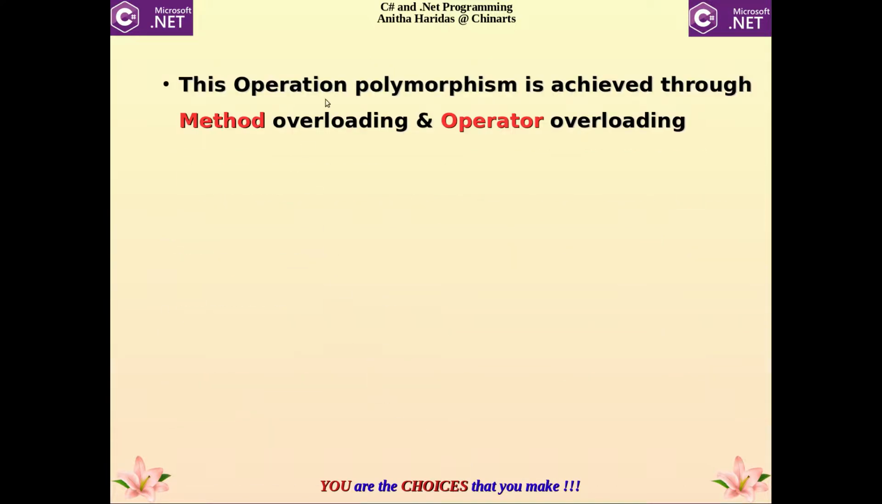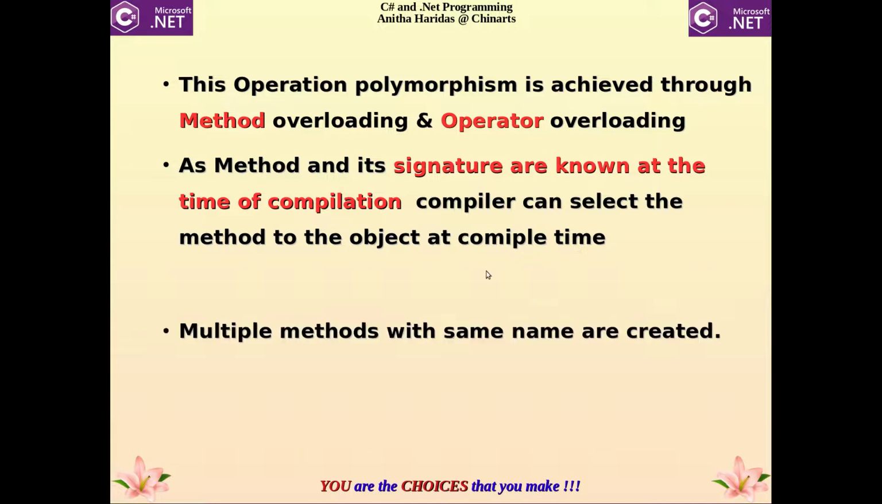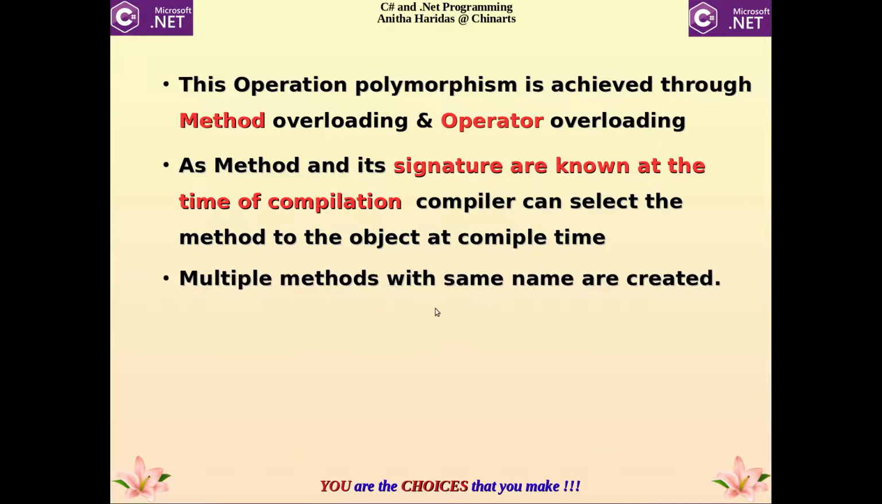Compile time or operation polymorphism is achieved through method overloading and operator overloading. As the method and its signature are known at the time of compilation itself, the compiler can select the method for the object at compile time. That is why we call it compile time polymorphism. Multiple methods, that means more than one method, with the same name are created here.